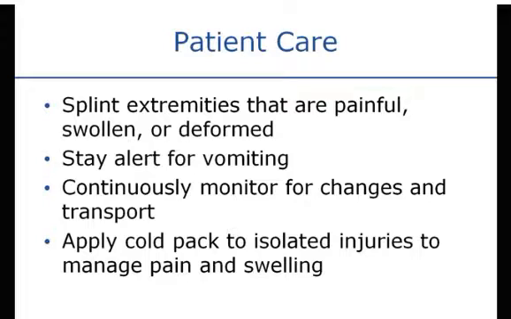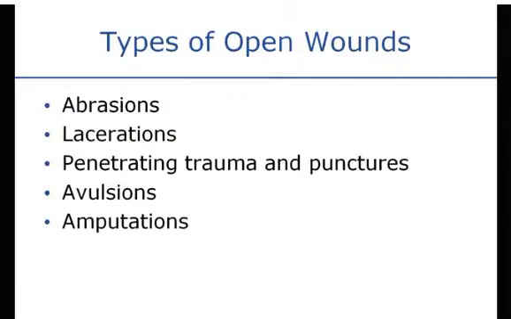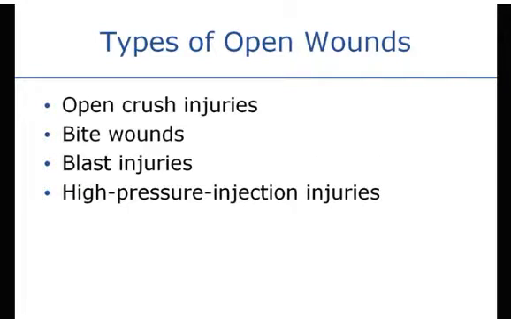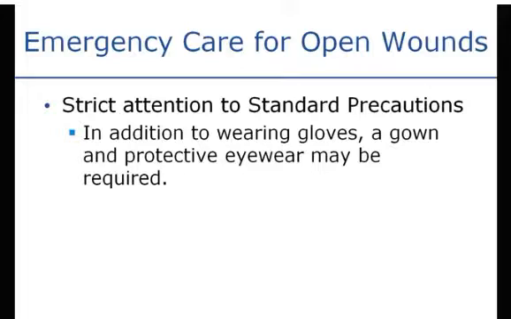You can apply a cold pack to an isolated ankle swelling or isolated wrist fracture or elbow dislocation, something like that. But remember, we don't want to make the whole body cold, causing hypothermia, because that could make any internal bleeding as a result of the soft tissue injury worse. Types of open wounds include abrasions, lacerations, penetrations, avulsions, and amputations. Open crush injury, bite wounds, blast injuries, and high-pressure injection injuries from things like hydraulic lines.